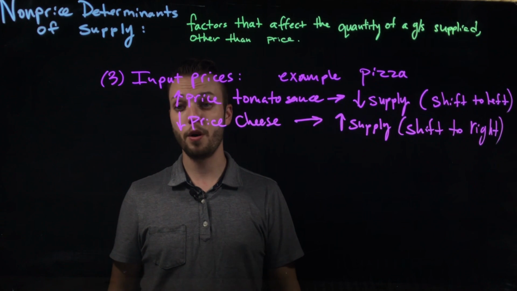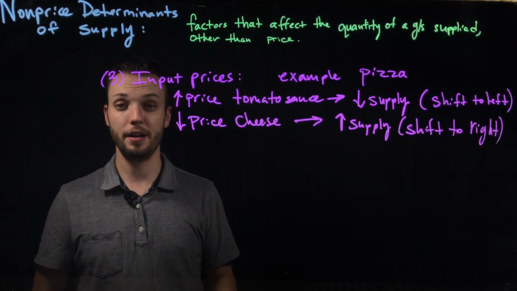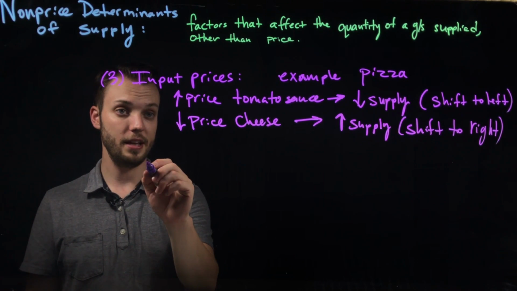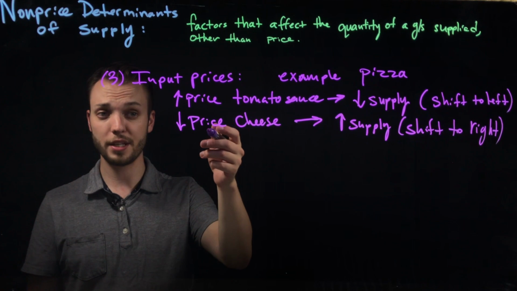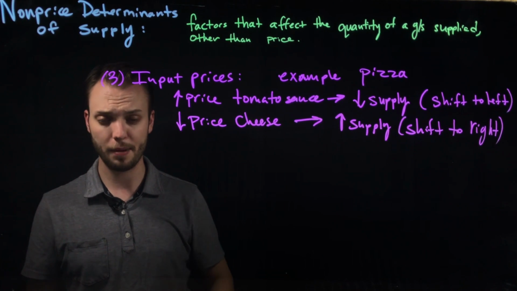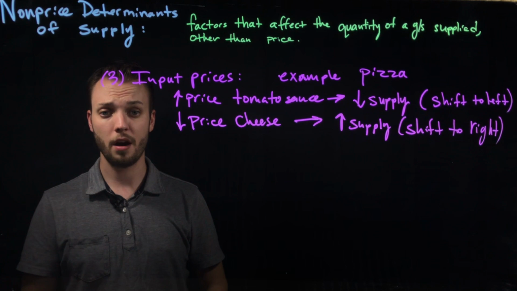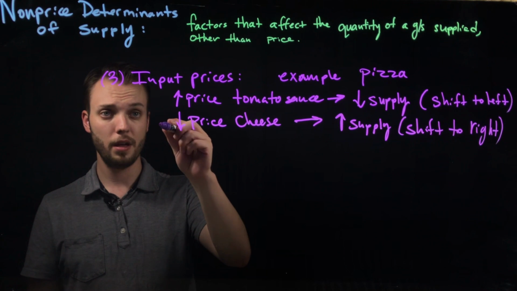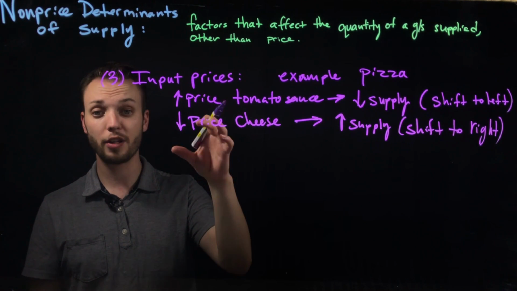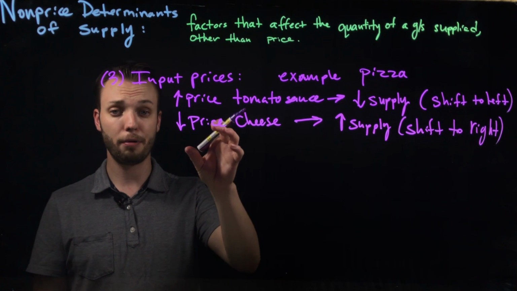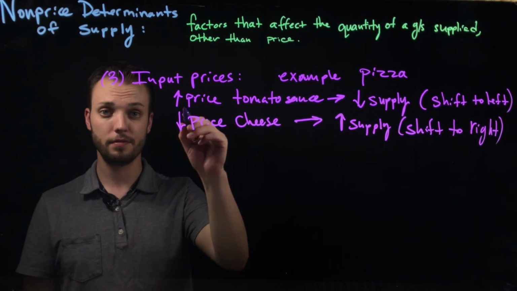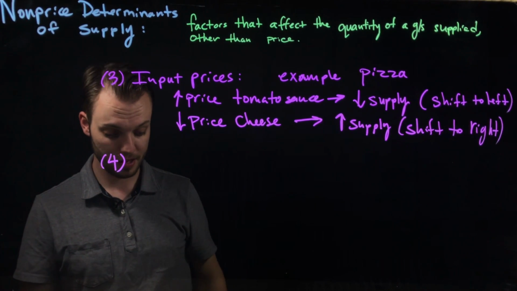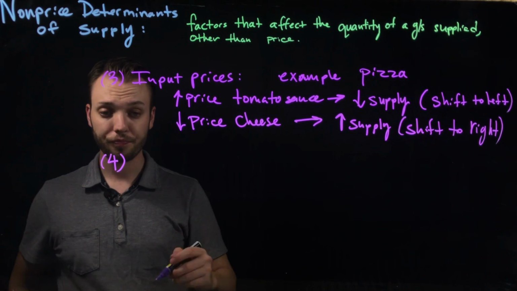Okay, so that's one additional non-price determinant of supply. So something that shifts the supply curve other than price itself. And it's okay to have the price of other things, the price of inputs. Just like when we were talking about the non-price determinants of demand, we had the price of related goods. So we're only talking about the factors that affect the quantity supplied of a good or service other than the price of that good or service itself.